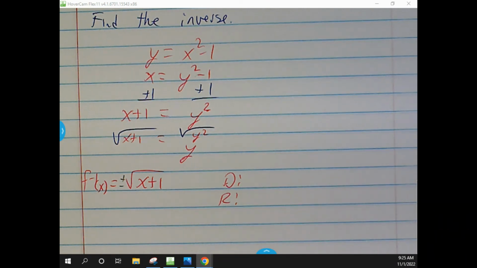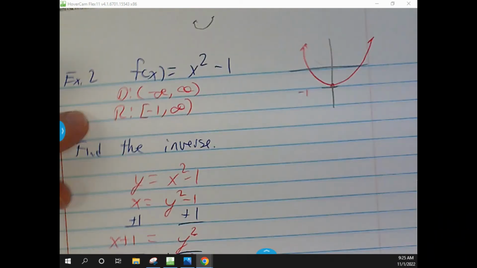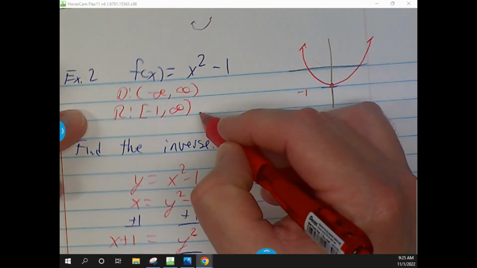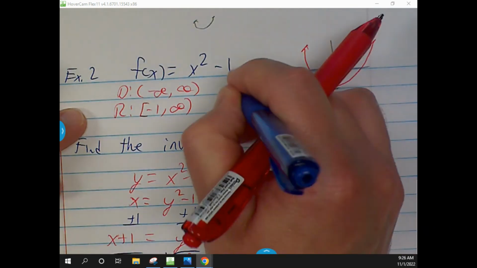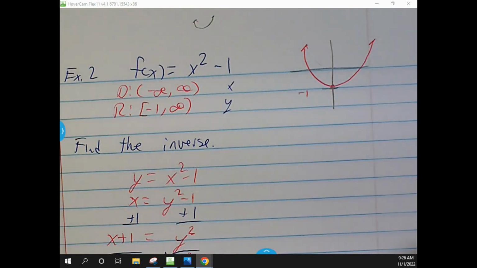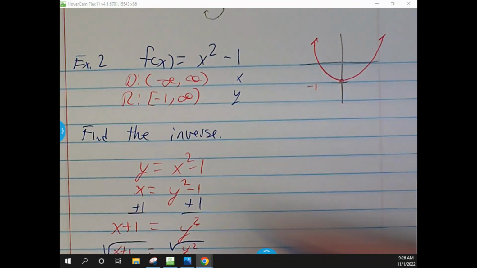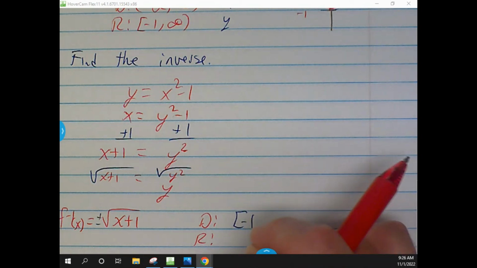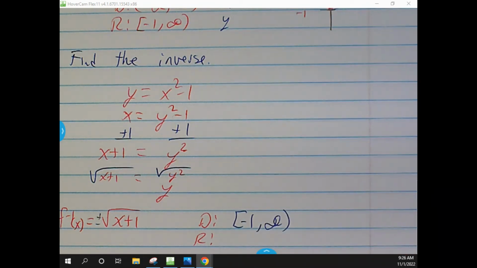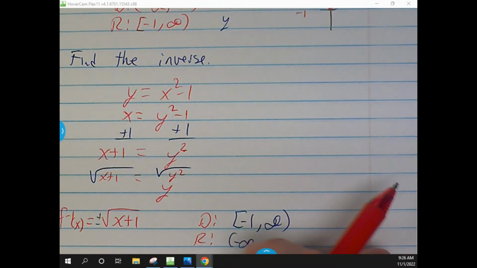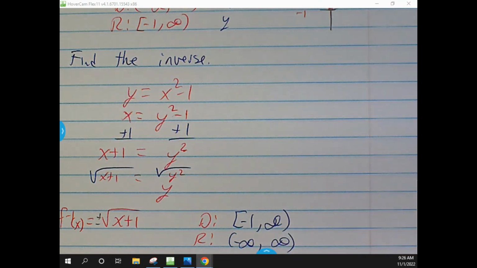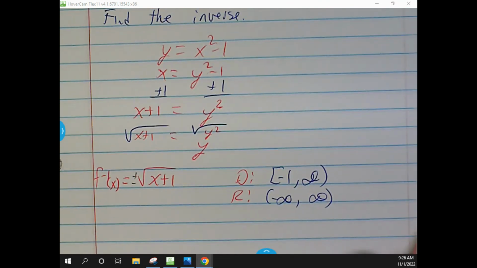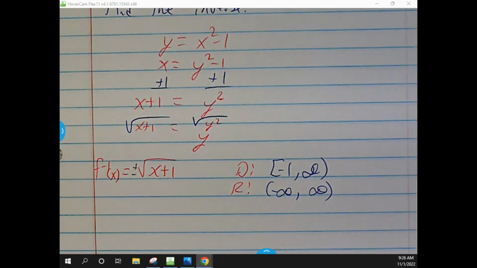Now here's where you don't have to overthink the domain and range, because domain and range were these two numbers. Again, domain is your x values and range is your y values. So when they ask you to find the domain and range of the inverse, you just switch these two answers. Now, the negative 1 to infinity is the domain, and then the negative infinity to positive infinity is your range. So just switch them up.